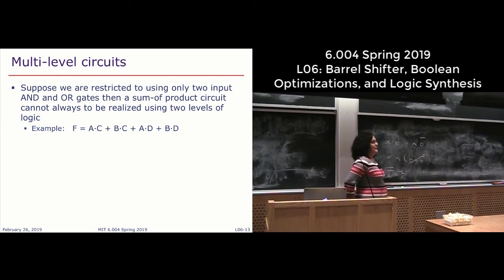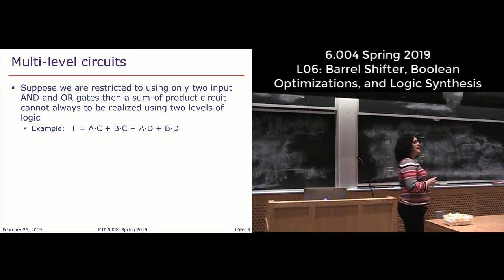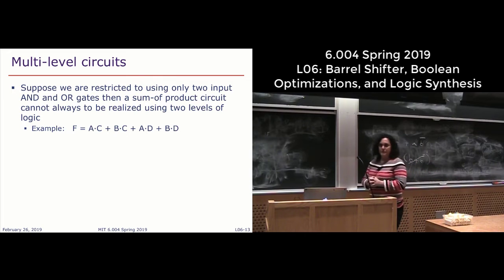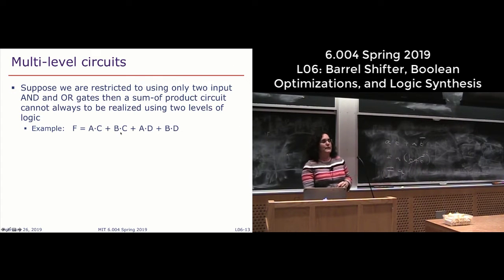So let's continue with other types of optimizations. Suppose you have this function that looks like this, and this is the minimal sum of products representation. But now I tell you that I don't have a 4-input OR gate available to build this the way you would normally build it. Normally, if I wanted a straightforward implementation, I would have four 2-input ANDs, one for each of these product terms, and then a 4-input OR gate that takes the OR of those four AND gates together. So suppose that you don't have a 4-input gate, and instead you only have 2-input AND and OR gates. How would we go about implementing this function?